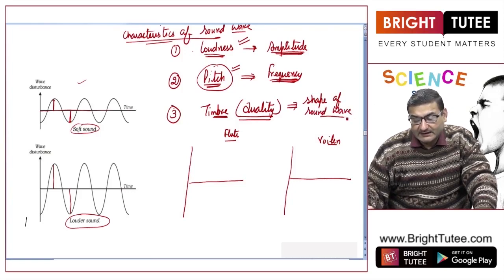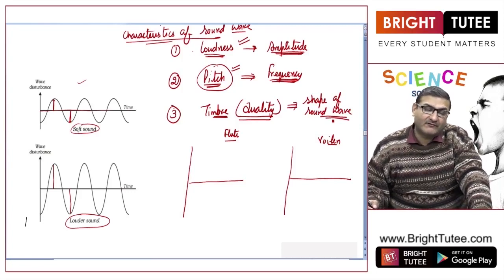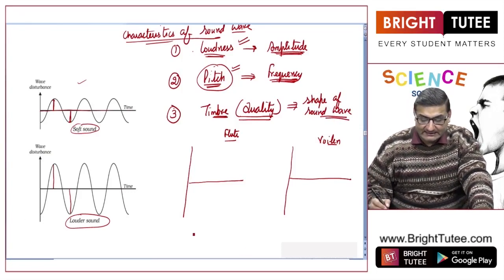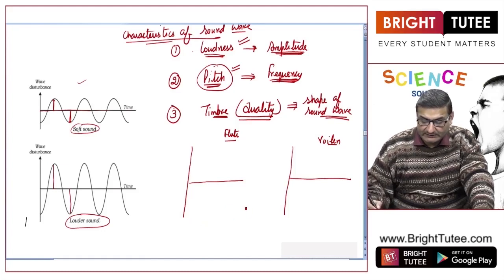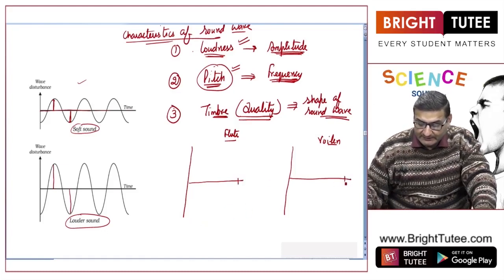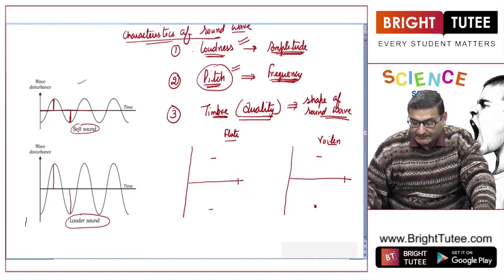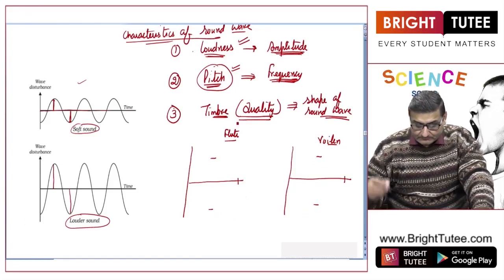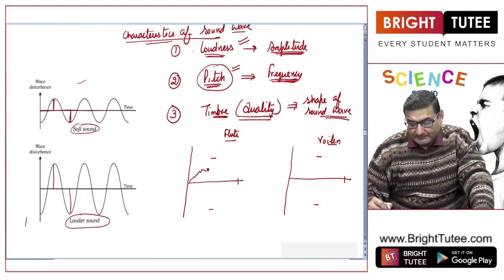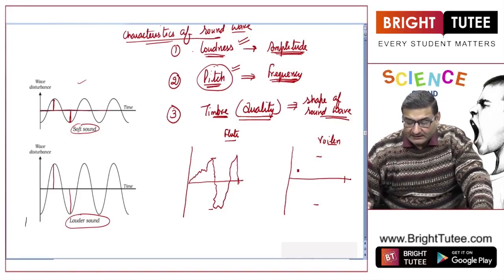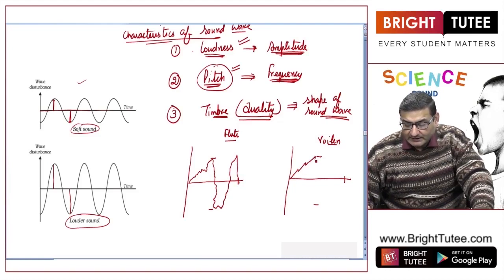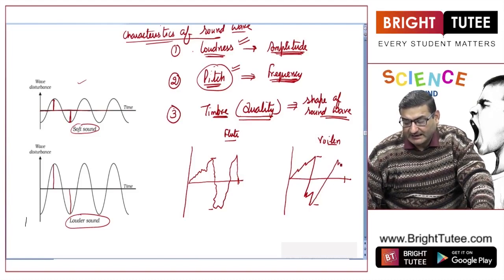What exactly is the shape of the sound wave formed? Let us take an example comparing the two, flute and violin. For example, this is the time period, we will take it equivalent. This is the amplitude, we will take it equivalent up and down also. Now the shape of the sound wave of the flute may be like this, and the shape of the violin is probably, just taking an example, like this.